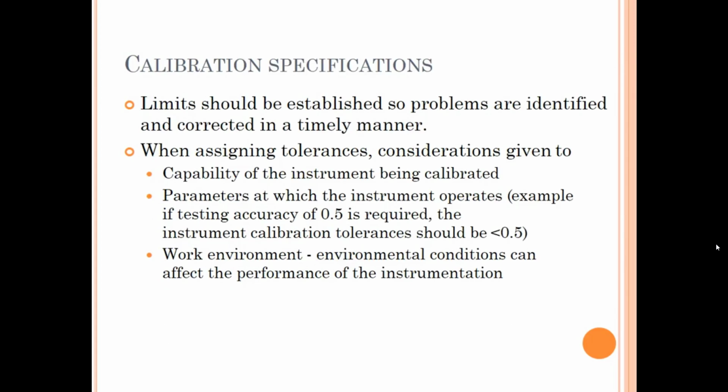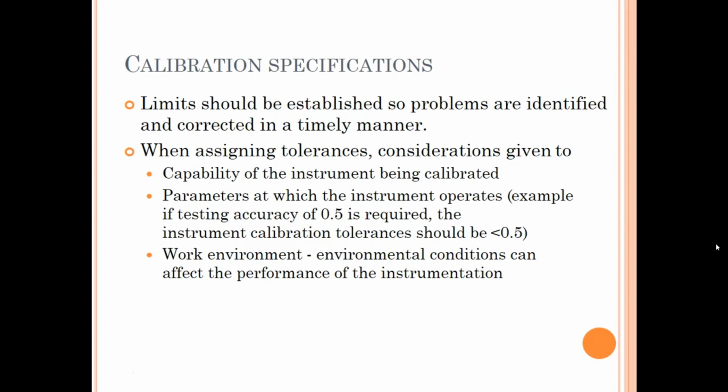So, calibration specifications. Instrument calibration tolerance limits should be established so problems are identified and corrected in a timely manner. And when assigning tolerances, consideration needs to be given to the capability of the instrument being calibrated, or what the manufacturer claims the instrument can achieve. You need to consider the parameters at which the instrument operates.